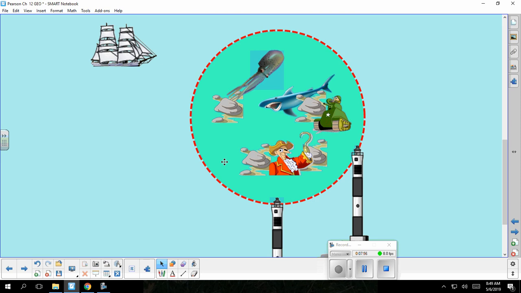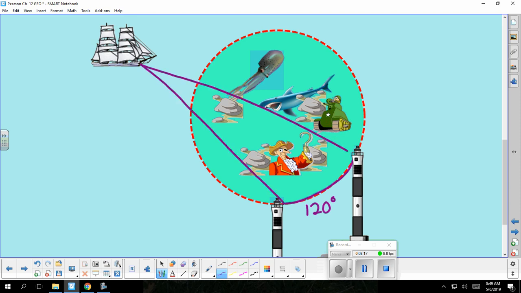The arc between the two lighthouses measures 120 degrees. So this right here, 120 degrees. A ship's captain measures the angle from the bow to be 55 degrees. And this is 55 degrees. Is the ship safe? And then what angle must he be at in order to be safe?